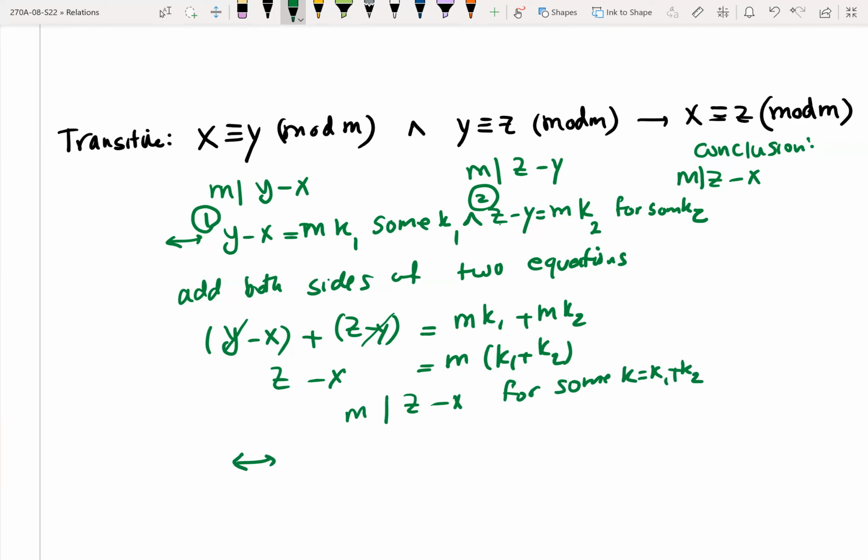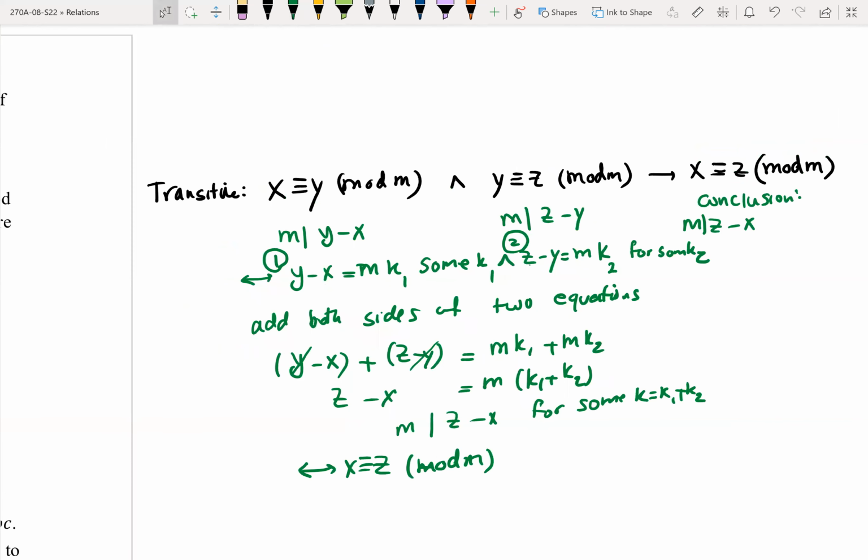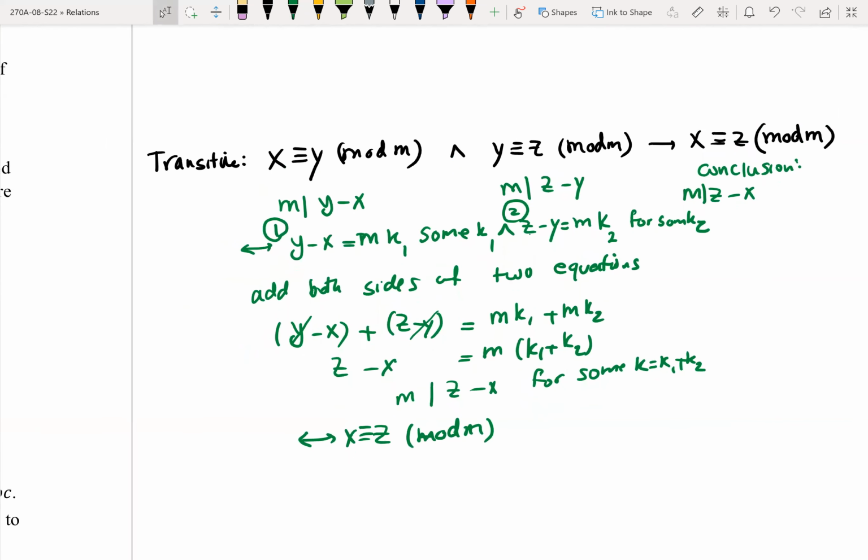Which is the same as saying x and z in mod m are equivalent, or congruent. That's transitive. That's a proof for transitive. Do you agree with this one? Any question?